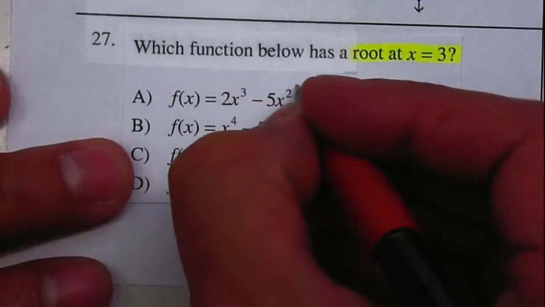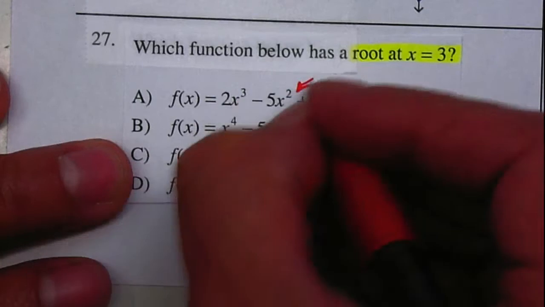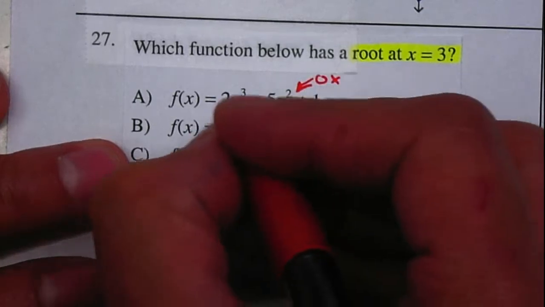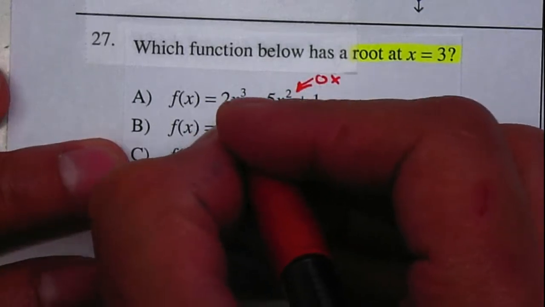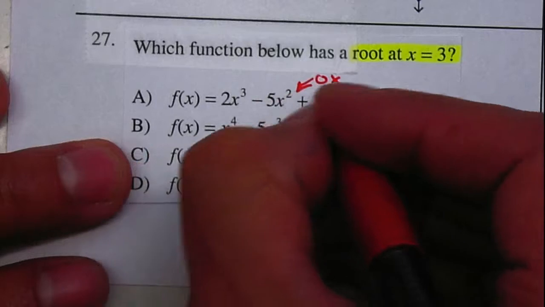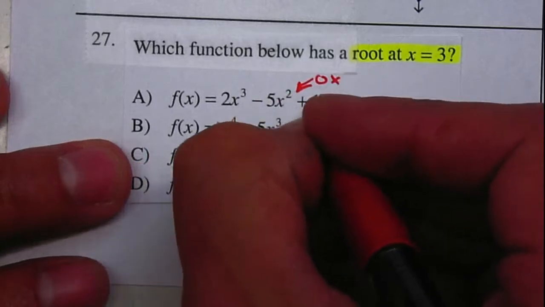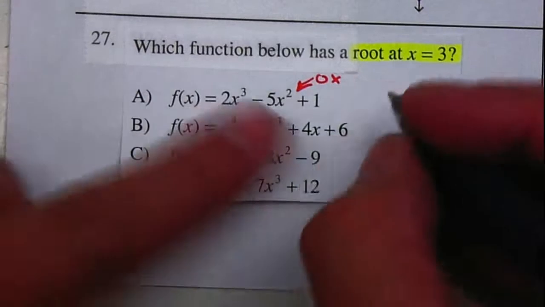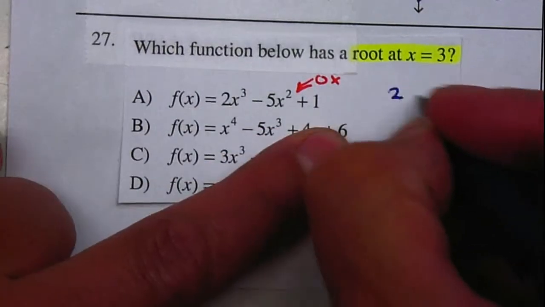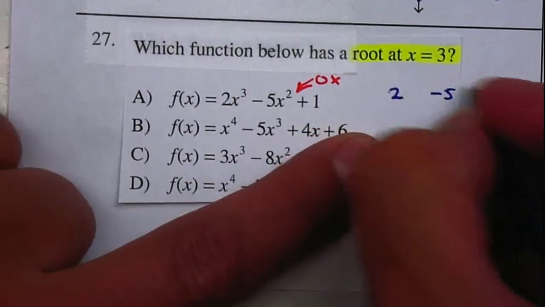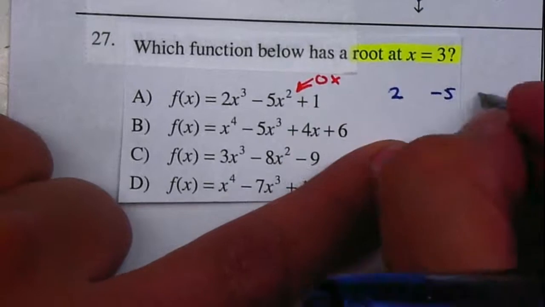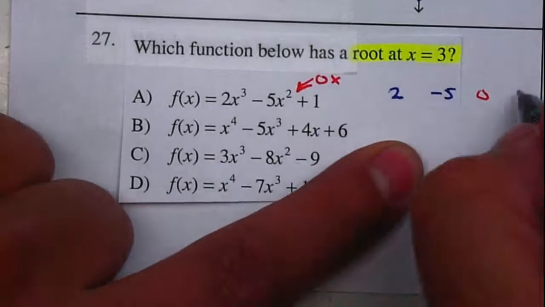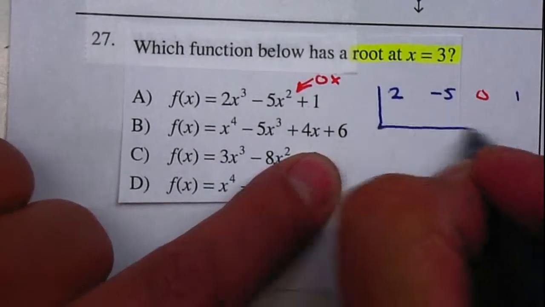Notice that we are missing an exponent. I'm missing an x to the first power. Remember, the degree of the polynomial is 3, so you have x^3, x^2, then you need to have an x^1, and then the number. Now that I fill that in, I'm going to write down my coefficients: 2, -5, 0, and 1. And I'm going to use my synthetic division.